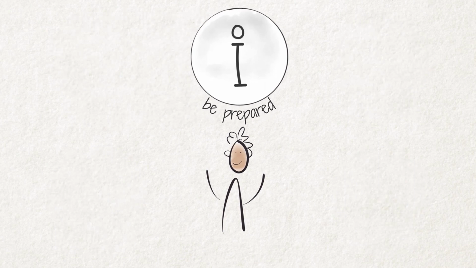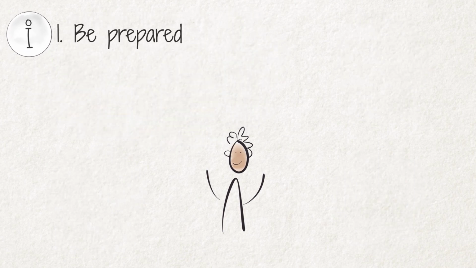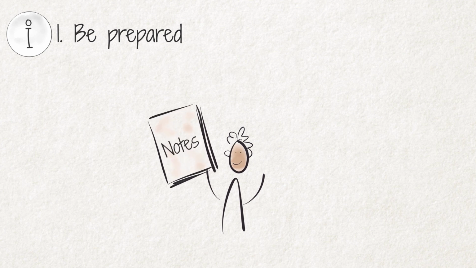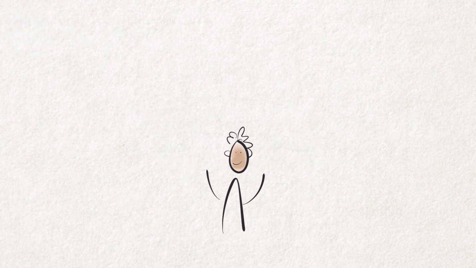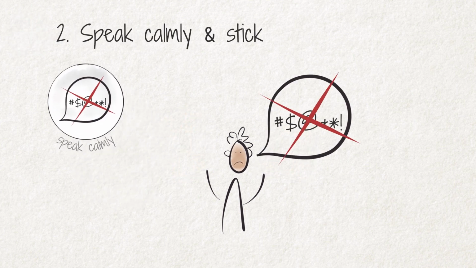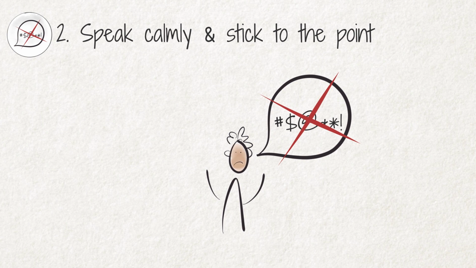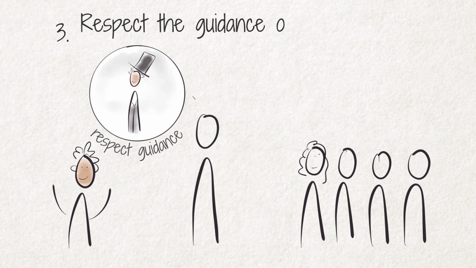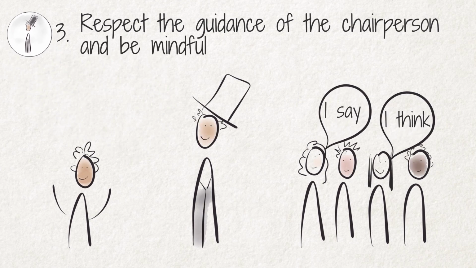Firstly, we need to be prepared and gather all necessary information on the relevant topic, making notes and drafting a speech or a letter. Secondly, we need to speak calmly and stick to the point that we are trying to make. Thirdly, we must respect the guidance that the chairperson gives us and be mindful of other people's opinions.